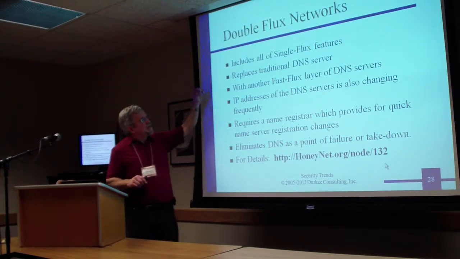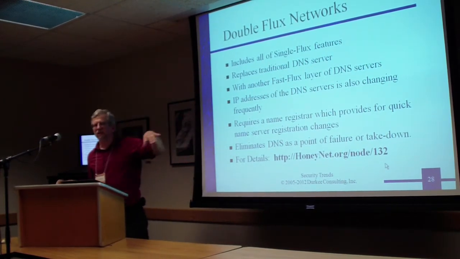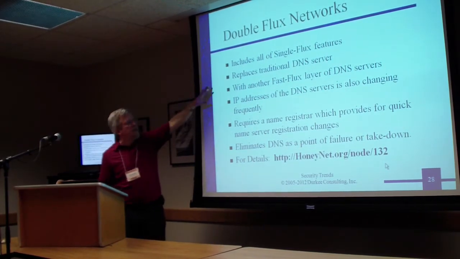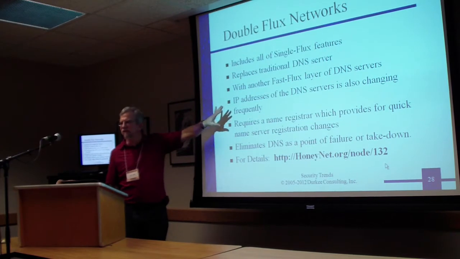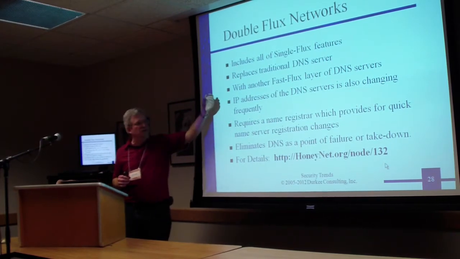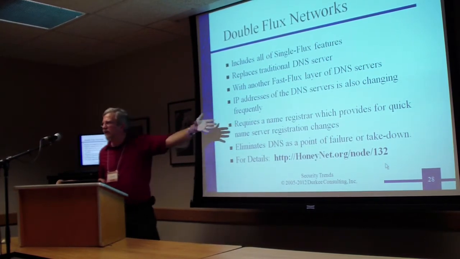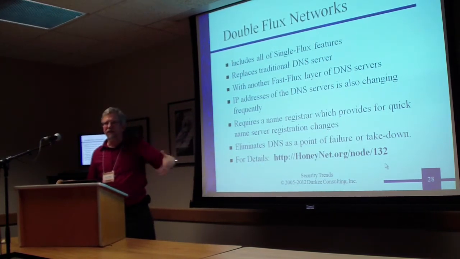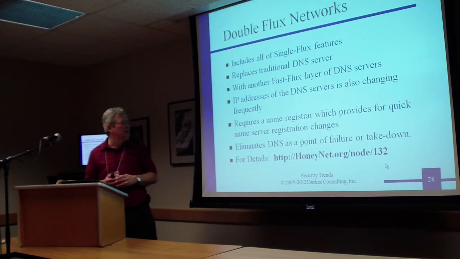So what they do is they replace all the traditional DNS servers with fast flux layered DNS servers. So now instead of having just a few DNS servers, we can have a ton of DNS servers, and the IP addresses for those DNS servers are changing fairly frequently, within minutes anyway. So then when we take down one DNS server, there's other ones out there that are just filling in and replacing the other DNS server.